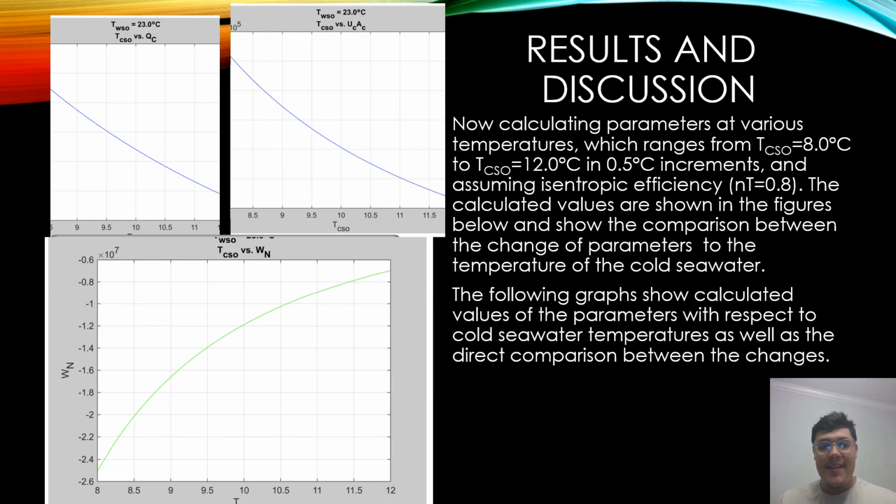Here we can see our last set of graphs that we plotted in MATLAB. For this calculation, we use parameters of various temperatures ranging from 8 degrees Celsius to 12 degrees Celsius in 0.5 degree increments. We assumed an isentropic efficiency of 0.8. We then calculated the values. They were formed in a table and plotted on these graphs, as you can see. The following graphs show the calculated values of the parameters with respect to cold seawater temperatures as well as the direct comparison between the changes of the temperatures.